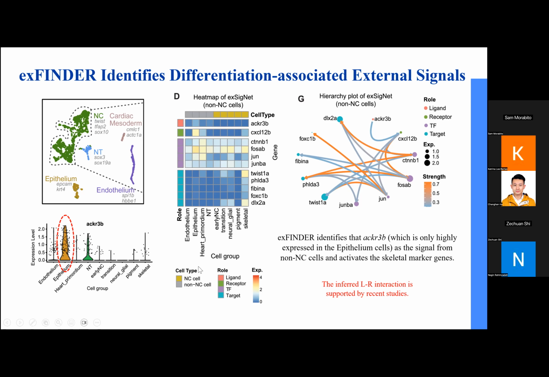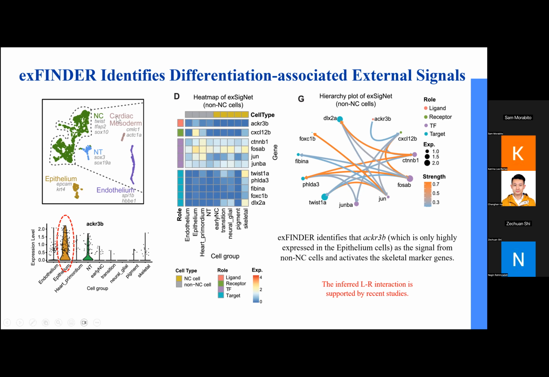And then we come back to the single cell data. We also confirm that yes, this gene is highly expressed in and only in the epithelial cell. So this ligand receptor interaction is also supported by recent studies, and you can find the information in the Expounder paper.